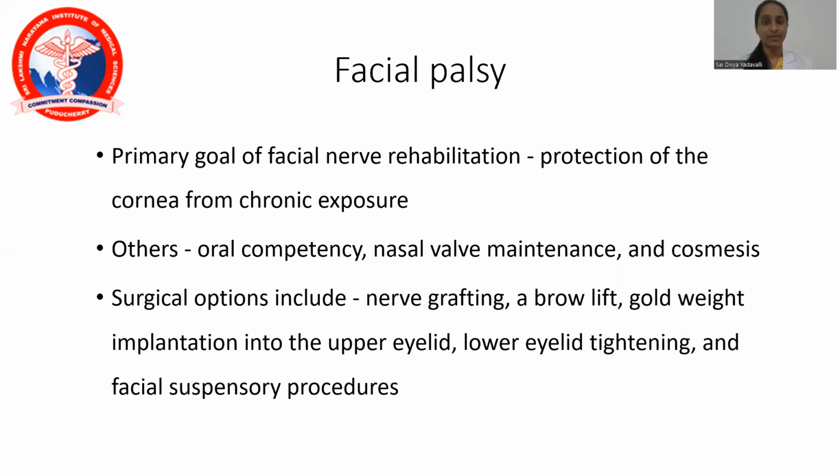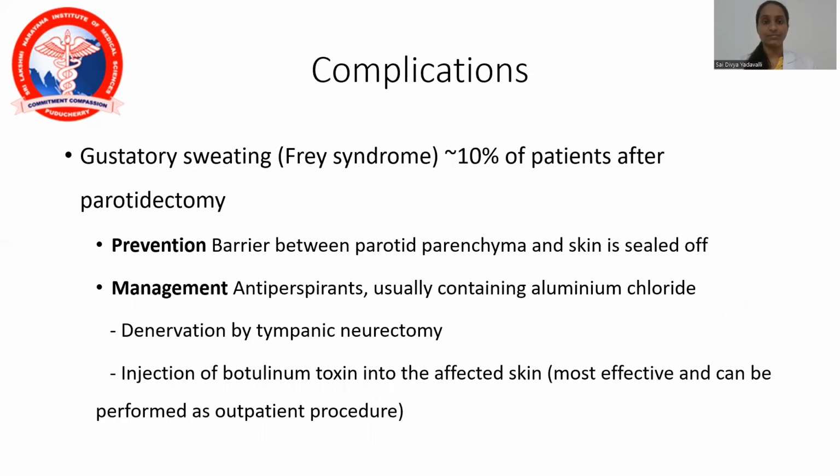Because of facial nerve palsy, the cornea is exposed because the upper eyelid remains slightly open. So protection of the cornea from chronic exposure is the primary goal in these patients. Other symptoms or issues that need to be addressed include oral competency, nasal valve maintenance, and cosmesis. Options for facial nerve palsy include surgical options such as nerve grafting, a brow lift, gold weight implantation into the upper eyelid, lower eyelid tightening, or facial suspensory procedures.